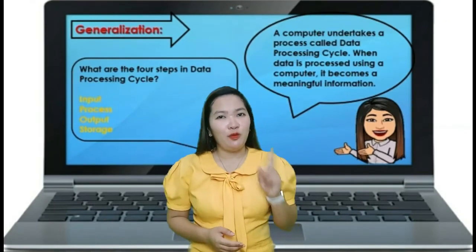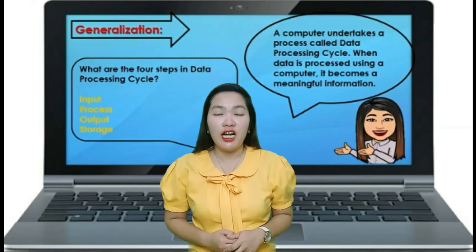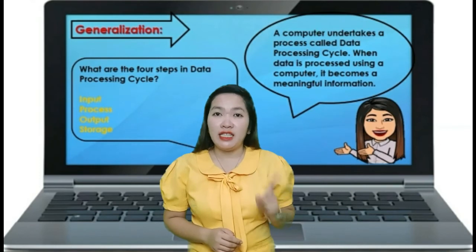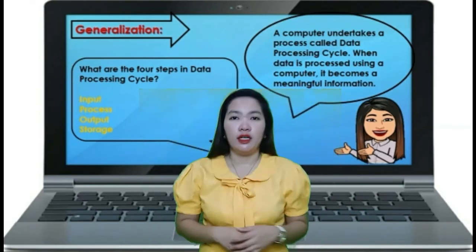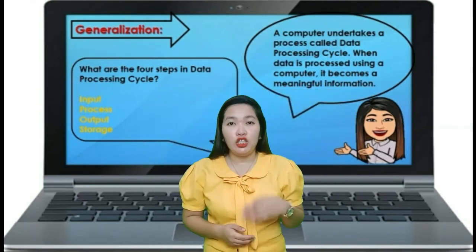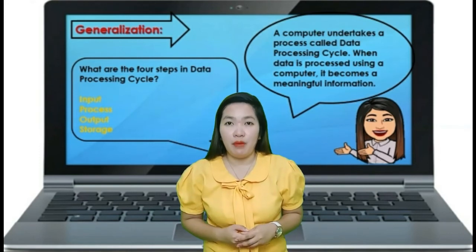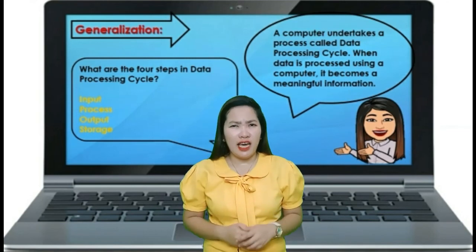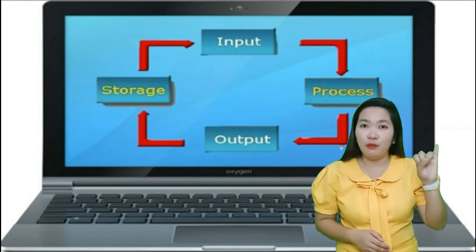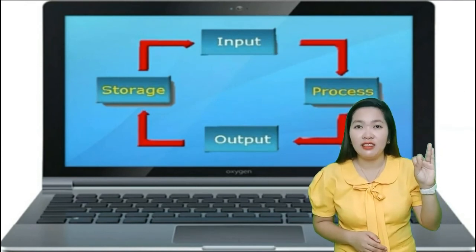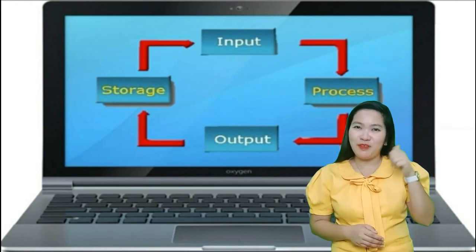Now children, what have you learned in today's lesson? Let's recall. A computer undertakes a process called the data processing cycle. When data is processed using a computer, they become meaningful information. Next, again, what are the 4 steps in the data processing cycle? Input, processing, output, and storage. Good job, kids!